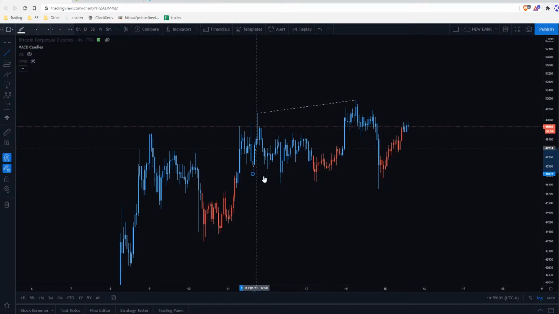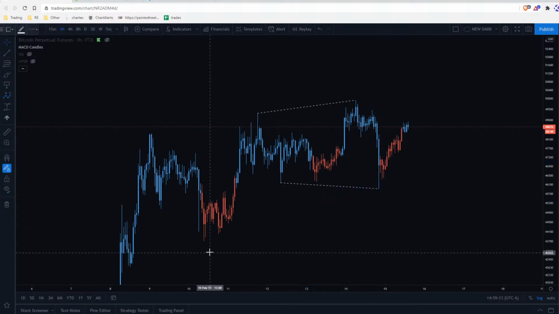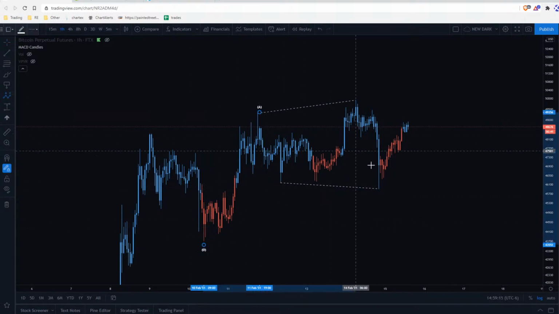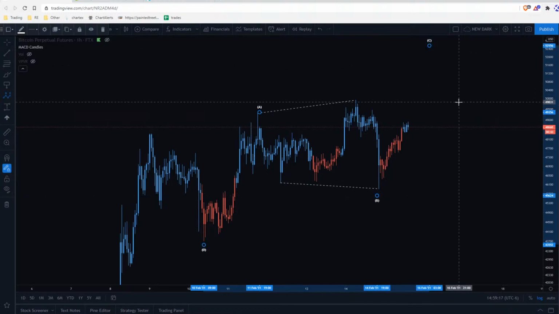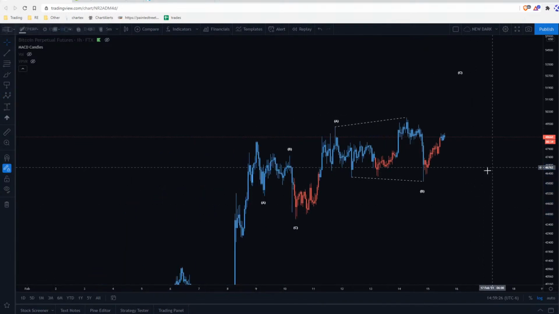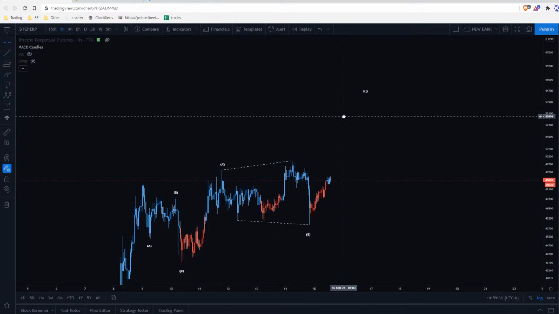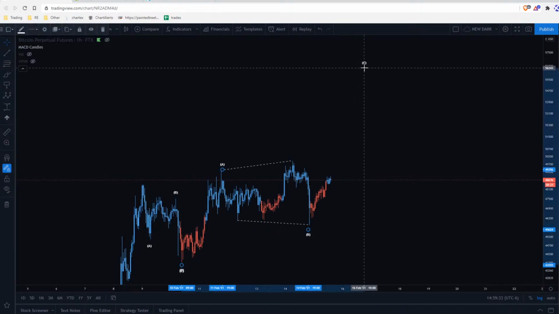Flat. You got W, X, Y, flat. And this is really it. So for me, you've got an A, B, and we're in C. C is typically the strongest. An A, B, C here. So I think Bitcoin does steal the show this week.